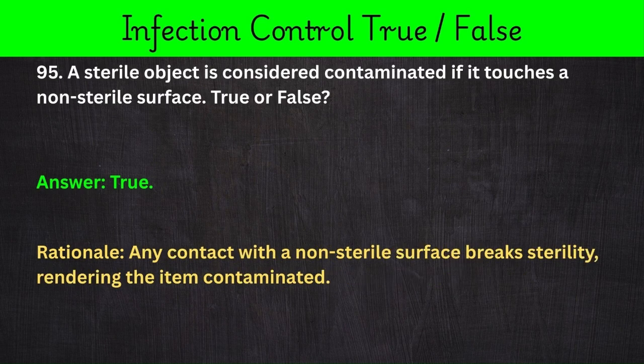95. A sterile object is considered contaminated if it touches a non-sterile surface. True or false? Answer: true. Rationale: any contact with a non-sterile surface breaks sterility, rendering the item contaminated.